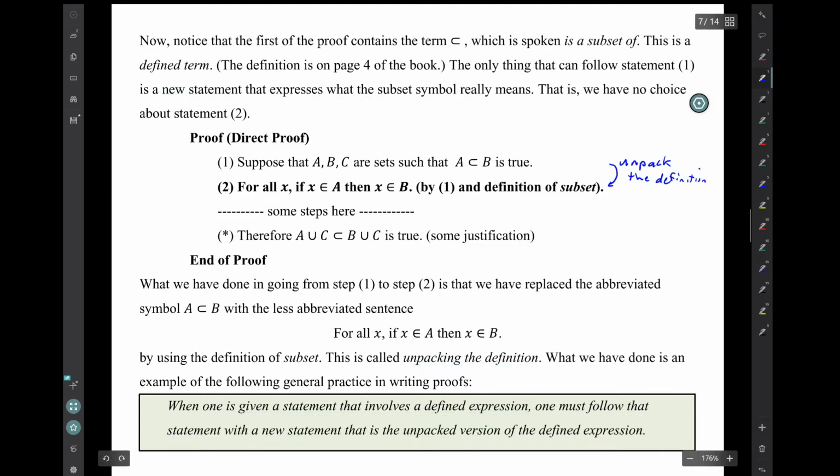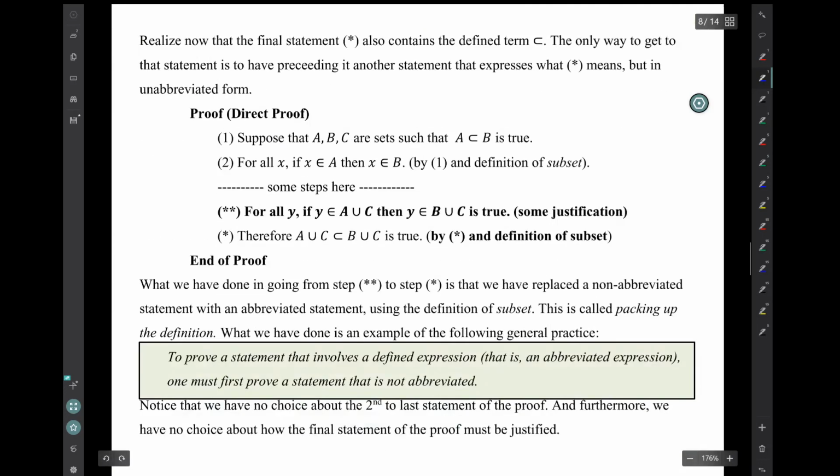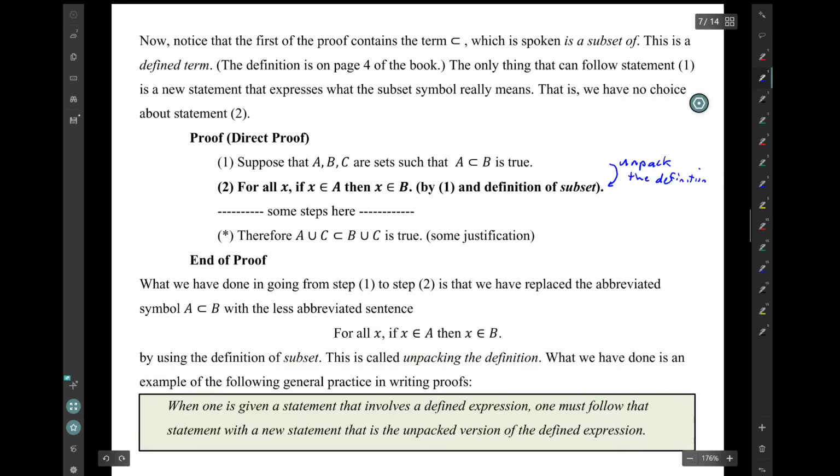So we have no choice about that. Let's go on. Now, realize that the final statement, the one numbered with just an asterisk because we don't actually know what number statement that's going to be, also contains the defined term, the subset symbol. So the final statement of the proof contains the subset symbol.